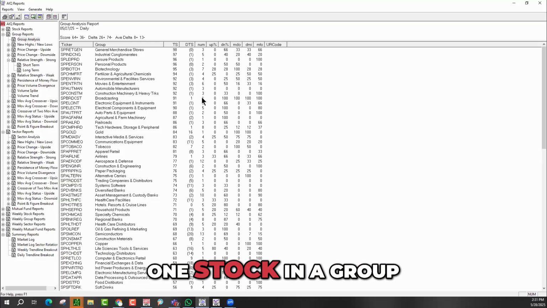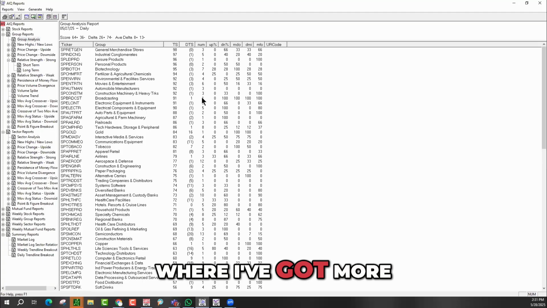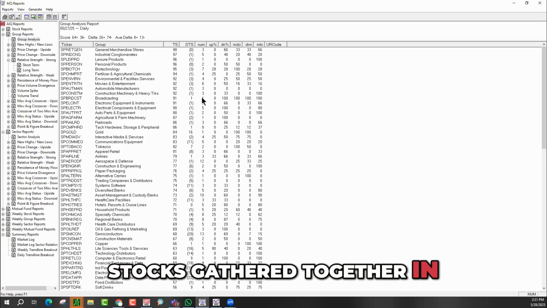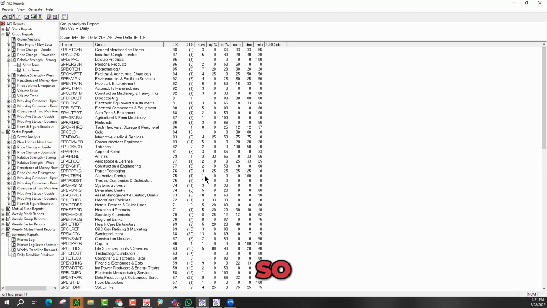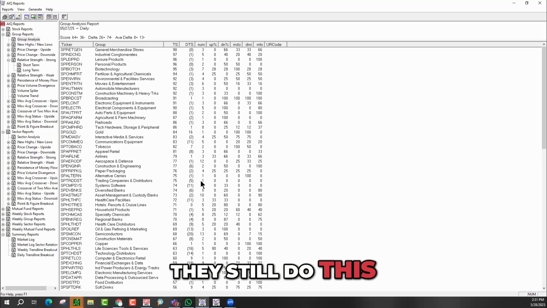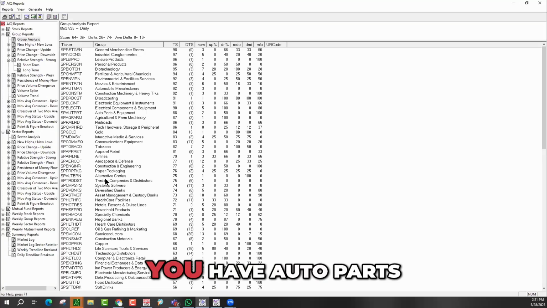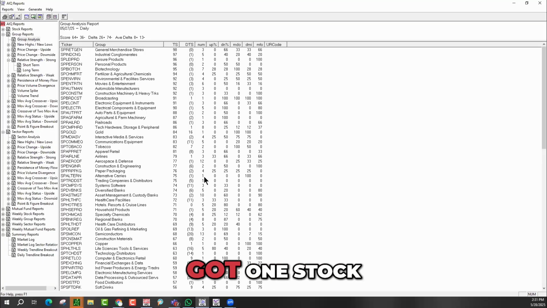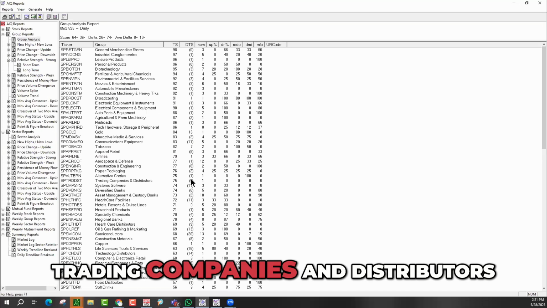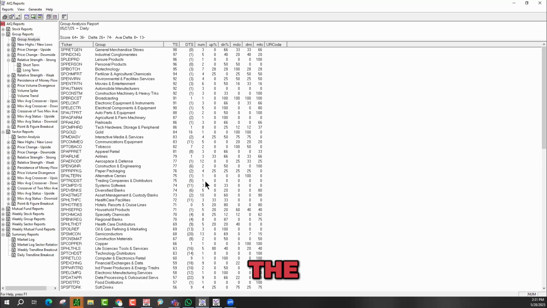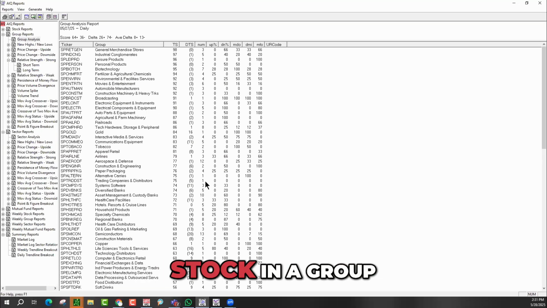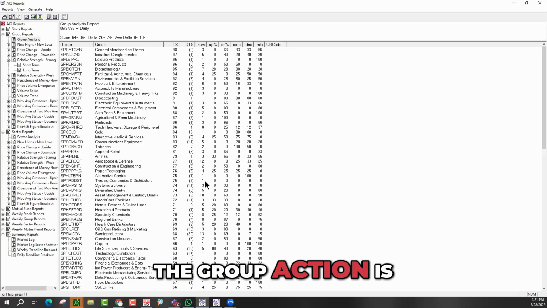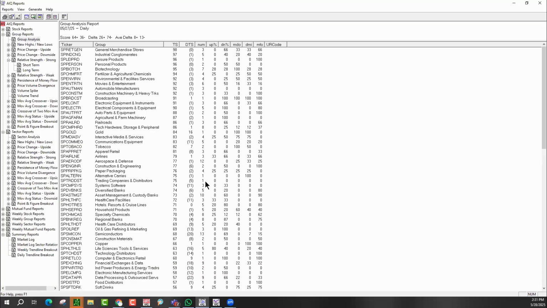When you only see one stock in a group, I usually avoid those because I'm much better at the sector analysis where I've got more stocks gathered together in one basket. So I have no idea why they still do this. Here you have alternate carriers, which has one stock. Trading companies and distributors has one stock. What that means is if there's only one stock in a group, the group action is exactly the same as the stock action.